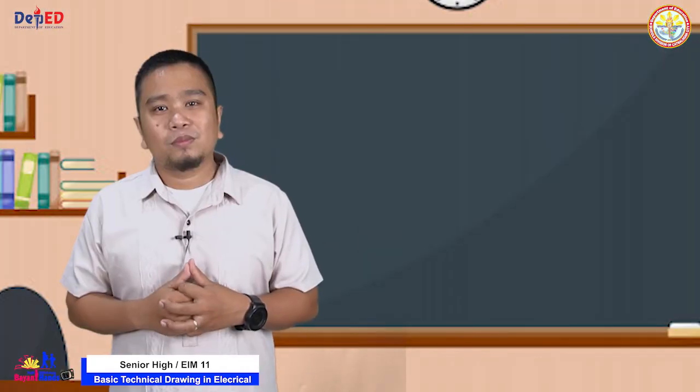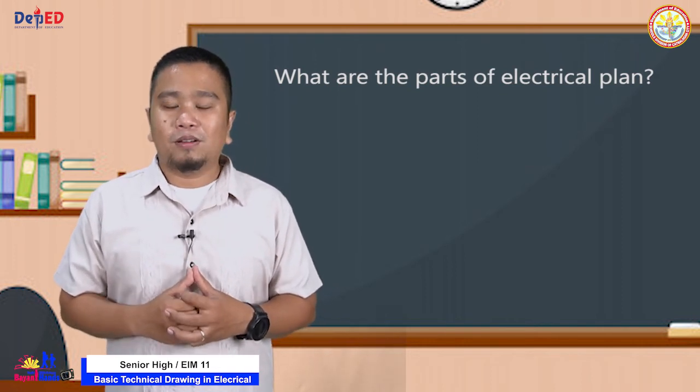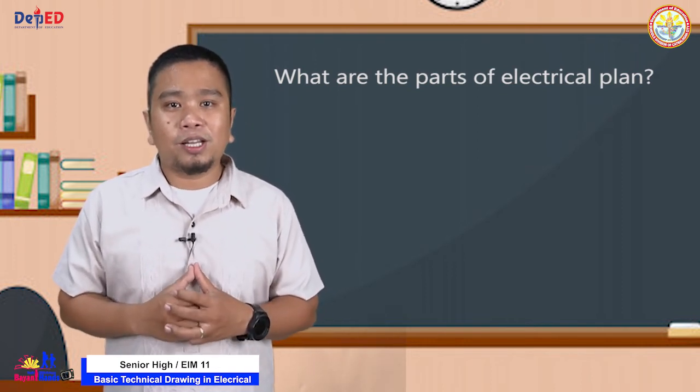Now, to check if you have learned something on this episode, let us have a quiz. Be ready with your paper and ball pen. Let's begin. What are the parts of electrical plan? Okay, class, let us check your answers.